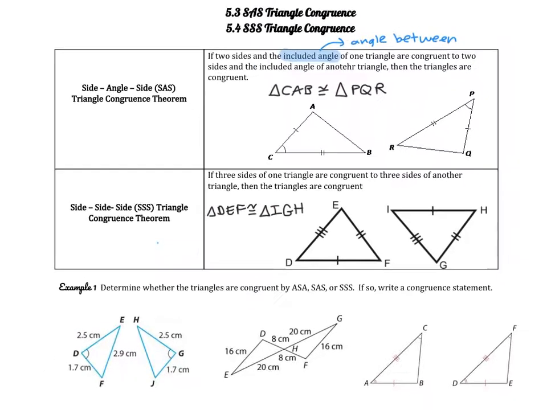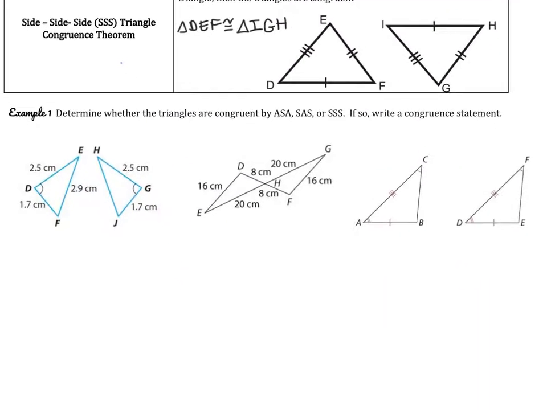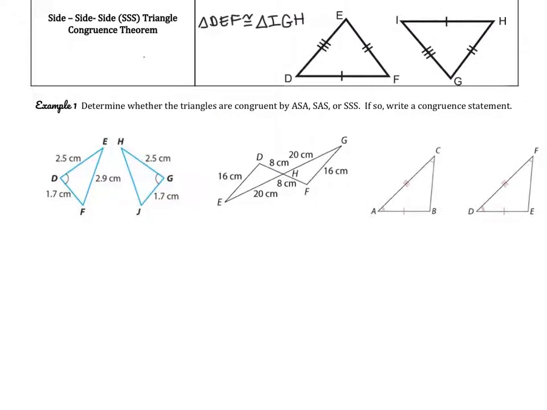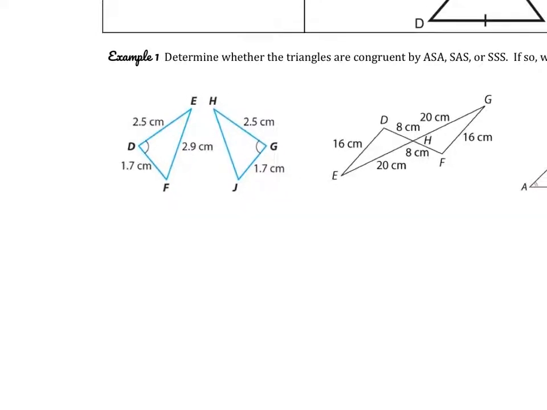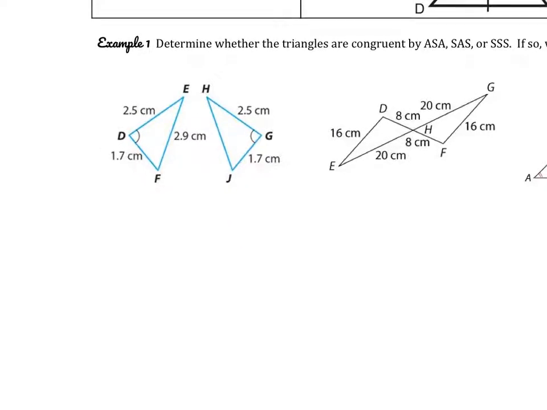So again, now we know three different ways to prove that triangles are congruent: either angle, side, angle, side, angle, side, or side, side, side. So remember, if it's not one of these three, we cannot at this point determine that they are congruent. So let's look at this first example. So here we have two triangles, and we're given information about their side lengths, but also I see that there's an angle. So let's see if we can determine they're congruent and how.